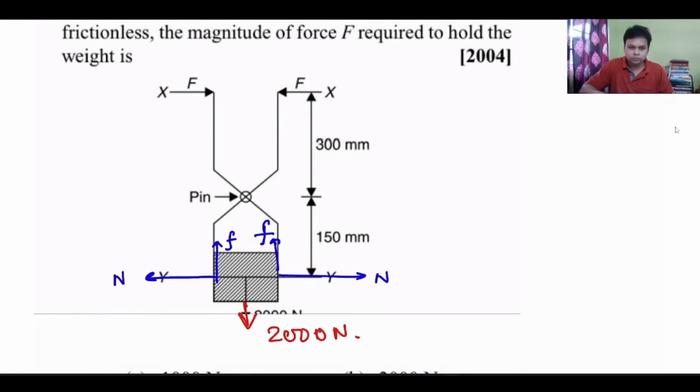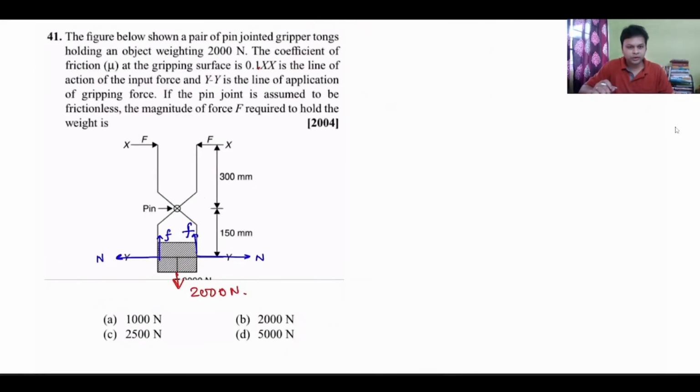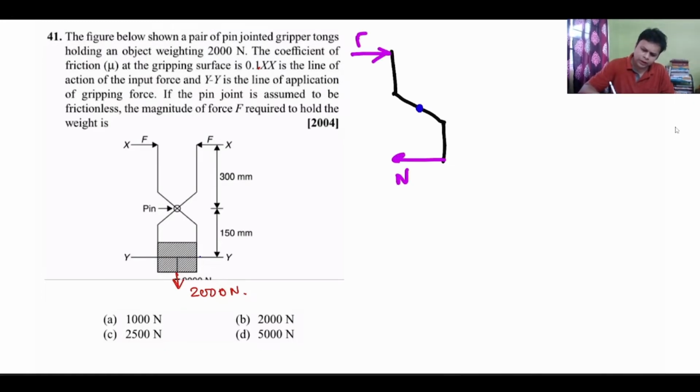So let me consider the FBD of one of the tongs. So this is the force F. This is the normal reaction N. So can I calculate the normal reaction N? Yes or no?